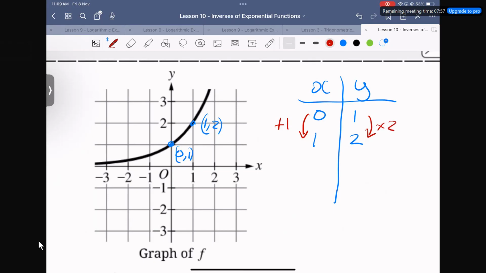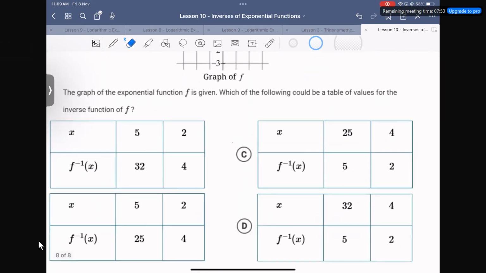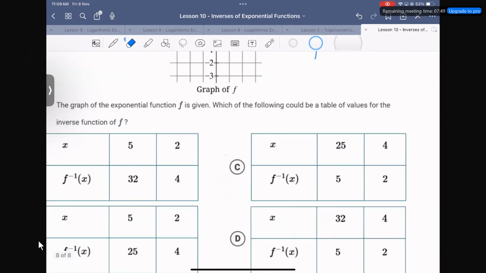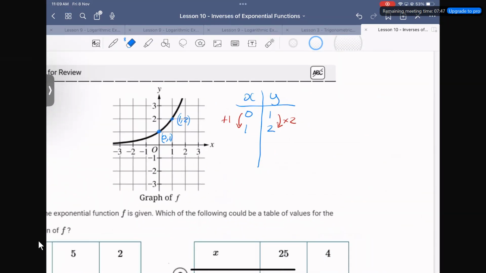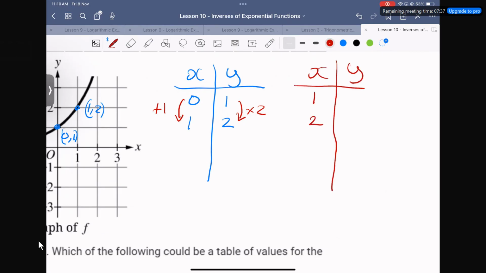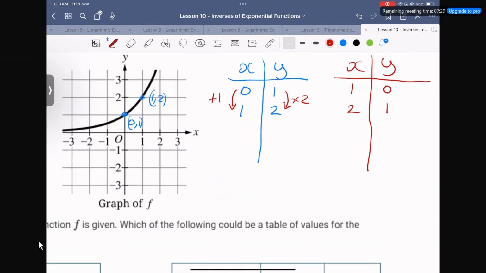Times 2. So looking at these tables, anything with a 2 and a 4, that's not going to be any good, is it? Because we know that our inverse function is going to have the x and y values that go 1, 2, and 0, 1. But we also need to get up to, was it 5? Yeah. So let's see if we can get up to 5.